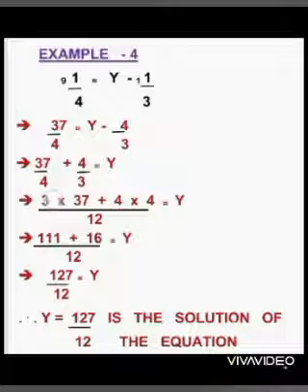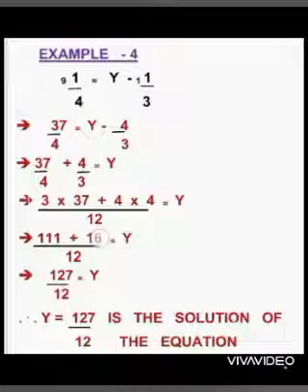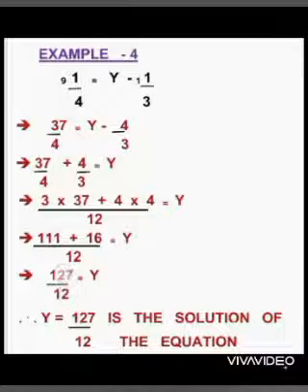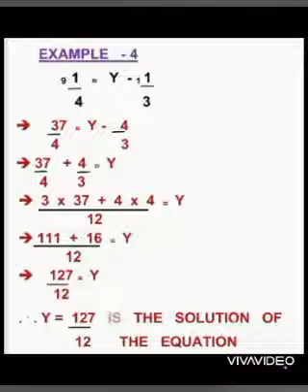Now 3 into 37 is how much, children? 111 plus 4 into 4 is 16 by 12, which is equal to y. Now 111 plus 16 is equal to 127 by 12, which is equal to y. So we cannot cancel 127 and 12 with the same table. Okay. So the value of y is equal to 127 by 12. So y is equal to 127 by 12 is a solution of this given equation.